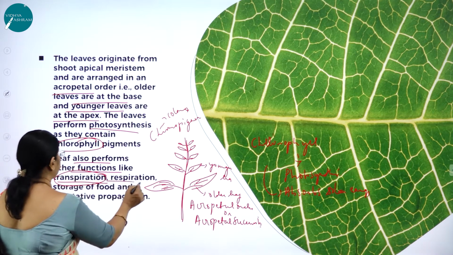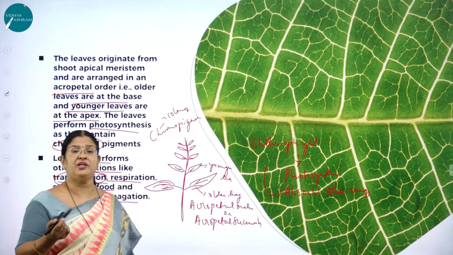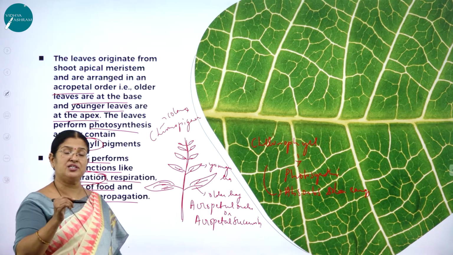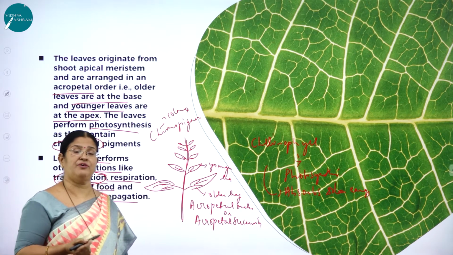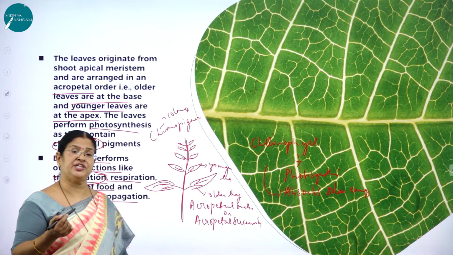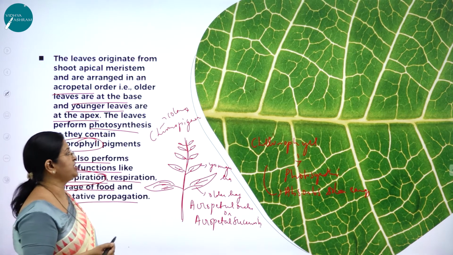So respiration, storage of food and vegetative propagation. For example, in the bryophyllum leaf, as you know, the leaf buds found on the leaf margin act as vegetative structures and also help in what? Vegetative propagation or vegetative reproduction, which is nothing but a type of asexual reproduction, right?